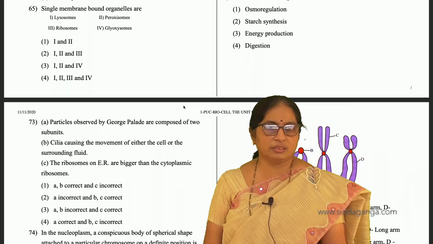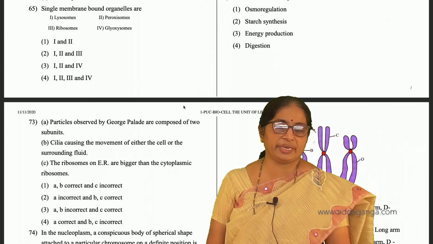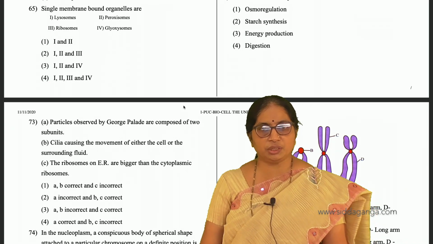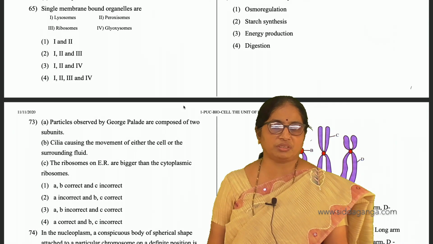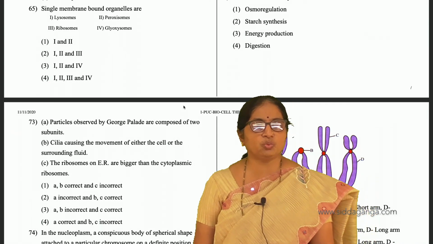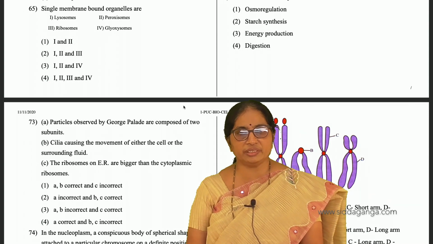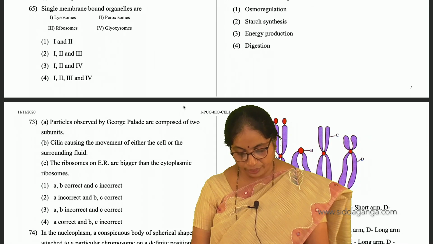Ribosomes, they are not membranous structures, non-membranous structures, because they have got certain units like 50S and 30S units, and glyoxysomes are also membrane bound structures. So the right option is 1, 2 and 4. All of them, they are single membrane bound organelles. So option 3 is the right answer for this question.